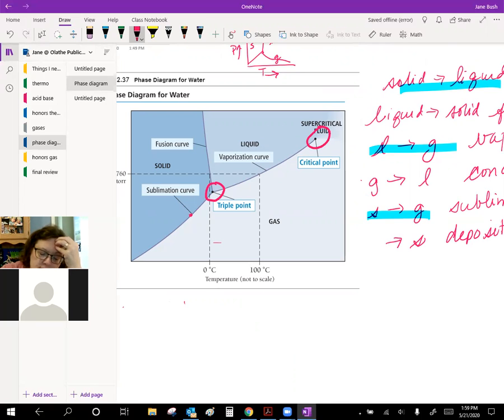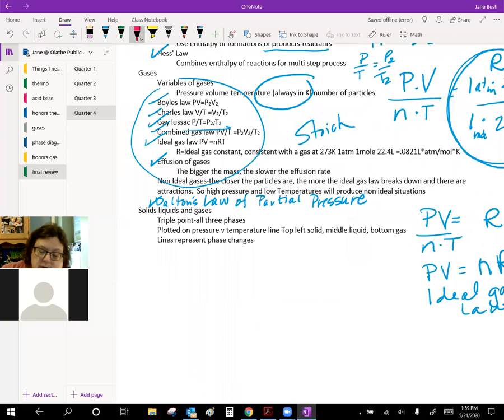And then as you cross this line, you're melting. If you go back the other way, you're freezing. If you cross this line, you're vaporizing. If you go back the other way, you're condensing. If you cross this, you're going to change from a solid to a gas, which is called sublimation. Go back the other way, and you're depositing. It's called deposition. So that is pretty much all you need to know about those.